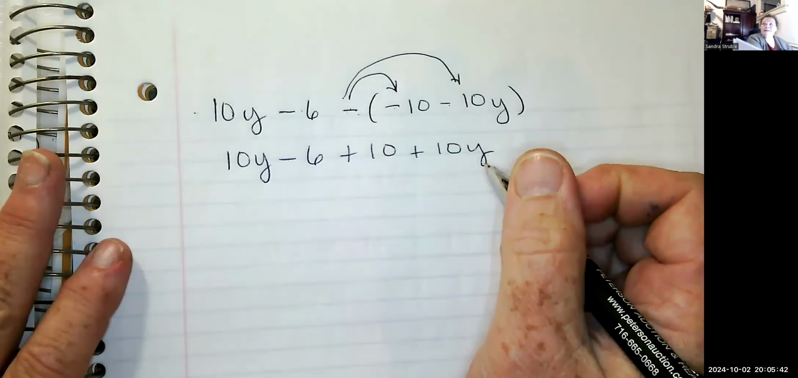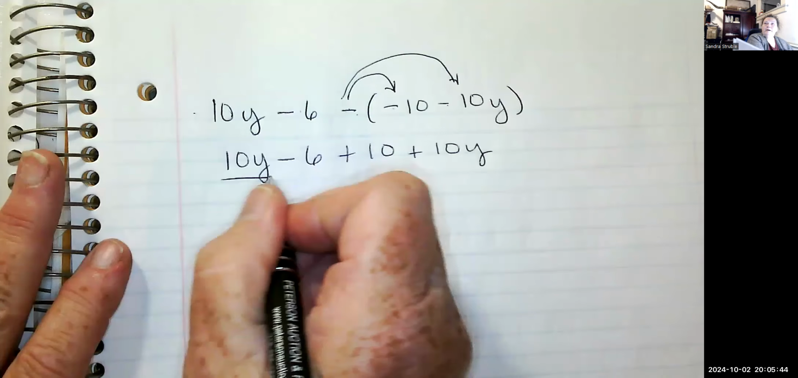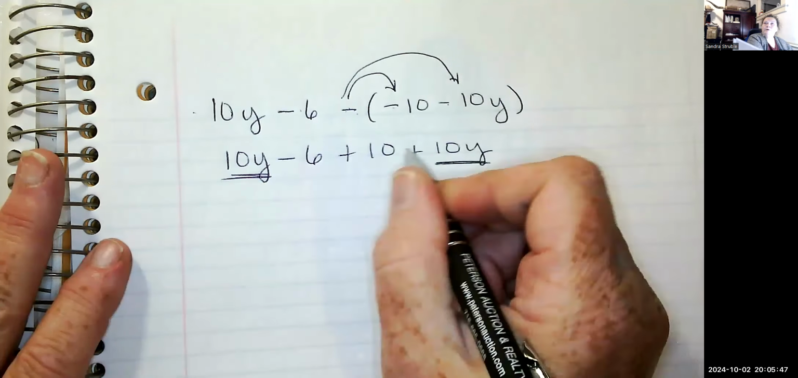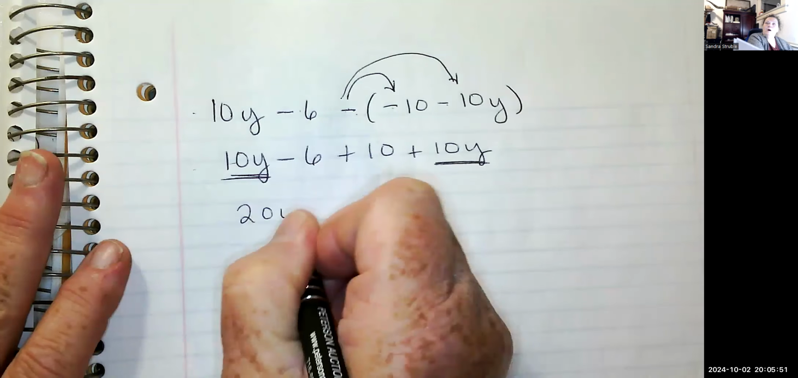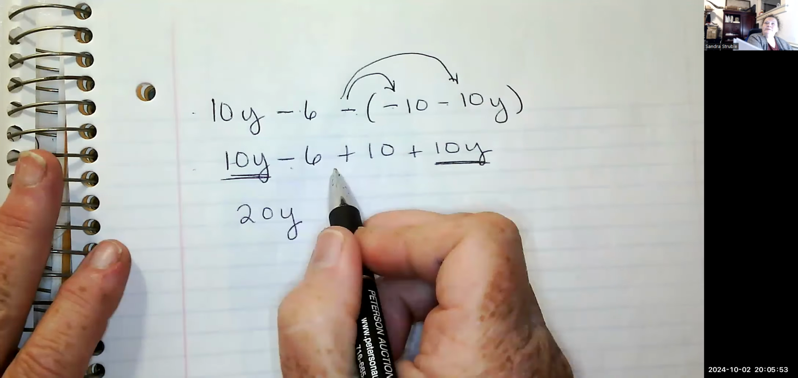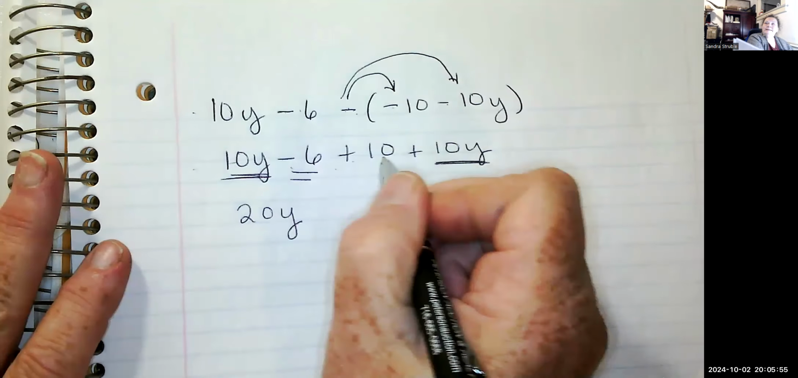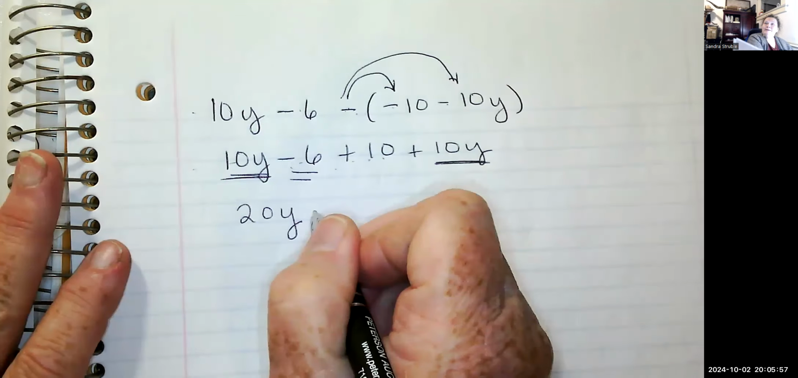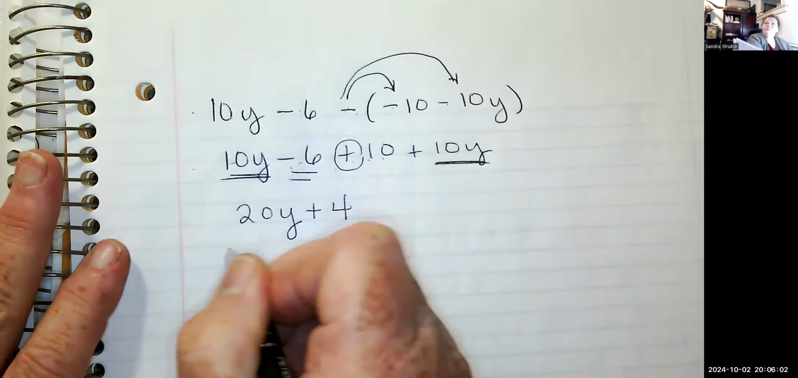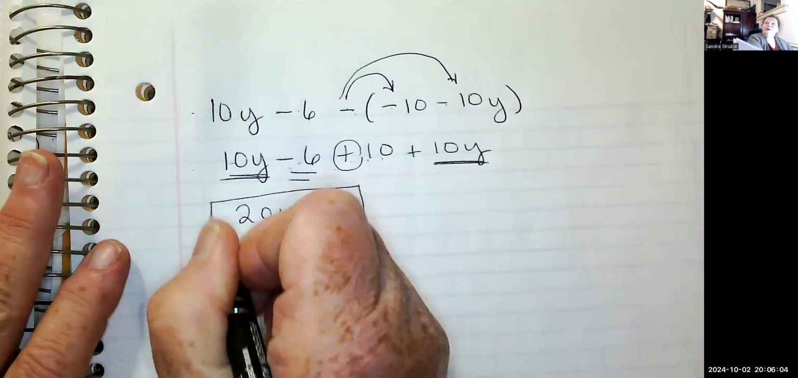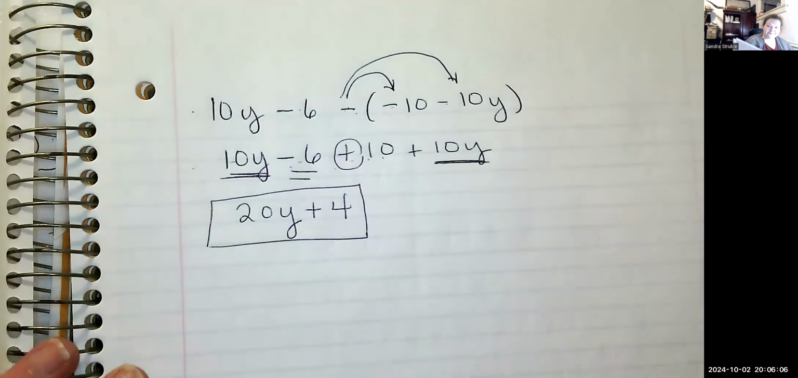Now we need to combine like terms. We've got 10y and 10y. They're both positive, so we add them. 10 plus 10 is 20y. We've got negative 6 plus 10. The signs are different, so we subtract them and take the sign of the larger number. We can't simplify any further, so that is our answer.